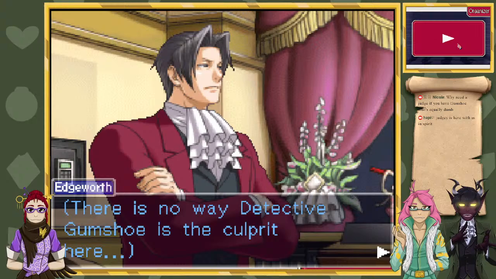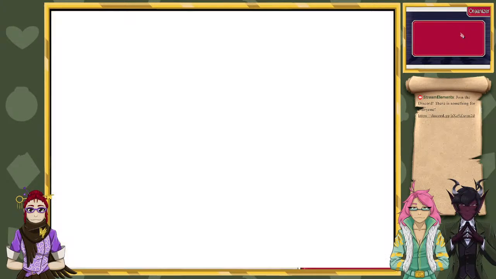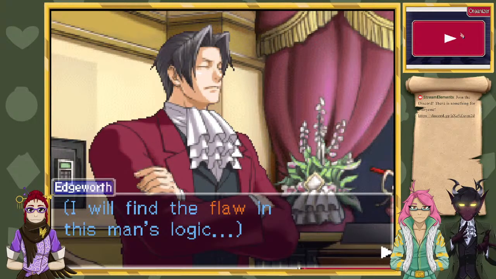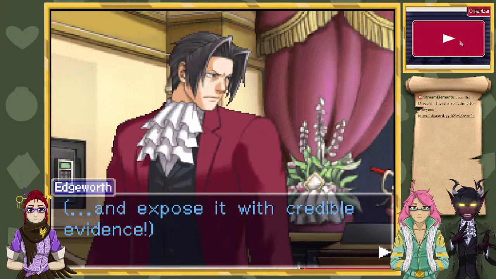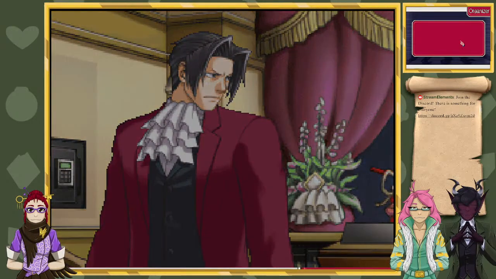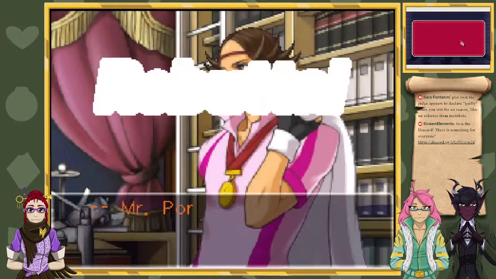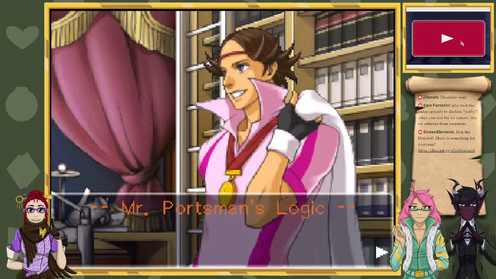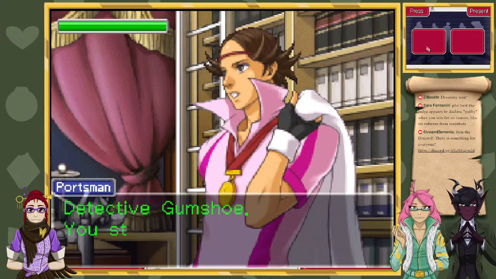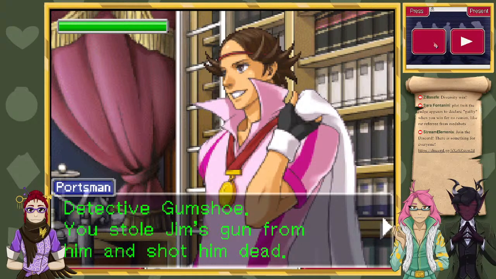There is no way Detective Gumshoe here is the culprit. I'll find the flaw in this man's logic. And expose it with credible evidence. Very nice. Rebuttal! Oh my god. It's lovely and hilarious all at the same time. Oh, there's two extra buttons. Oh, a back and a forward button. All right. Forward and back.